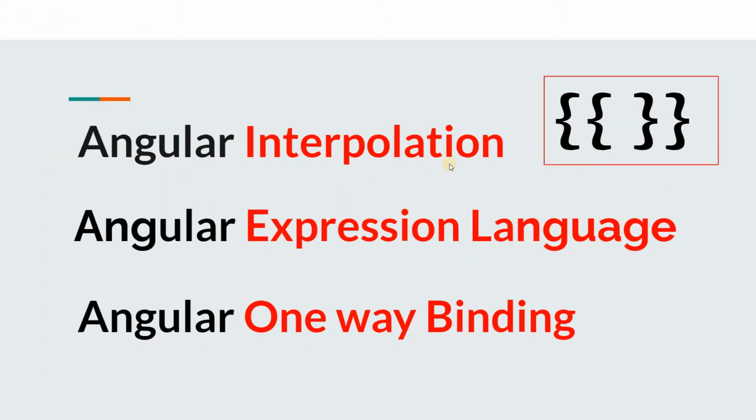Now guys, Angular Interpolation or Angular Expression Language, it is the same thing. Wherever you see double curly braces in Angular, it means you are working with Angular Expression Language. It is also known as one-way binding. It means you are sending data from your class, from your .ts file, to your HTML.